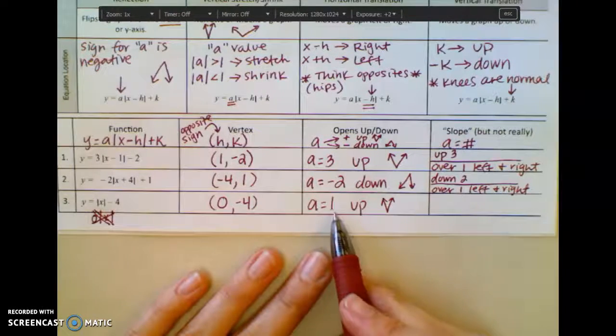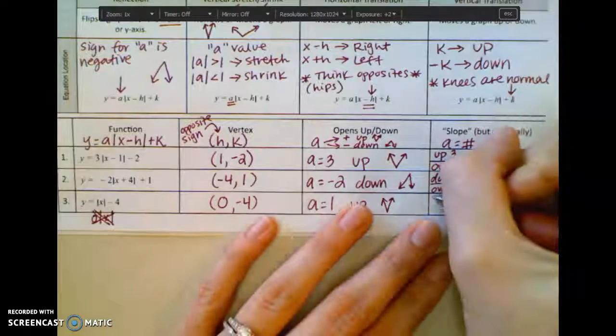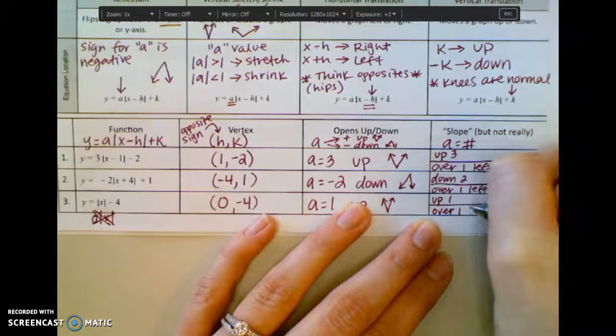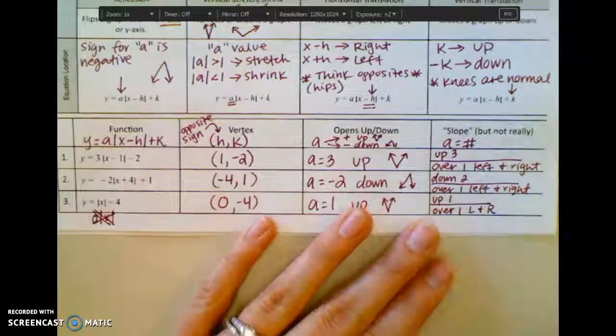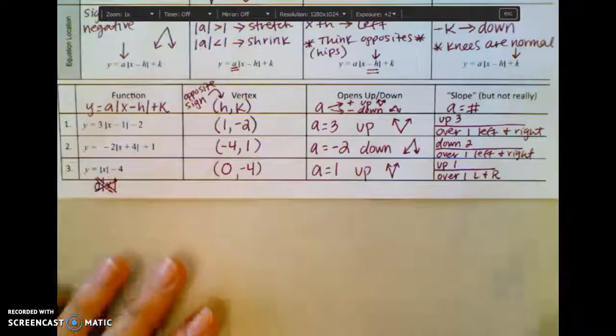We know our a value is 1, so what does that tell us to do for our kind of slope? That tells us we go up 1 and over 1. I'm just going to put L and R for left and right. Up 1, over 1, left and right. Again, we're going to look at examples of this on the back. So let's go ahead to the back together.